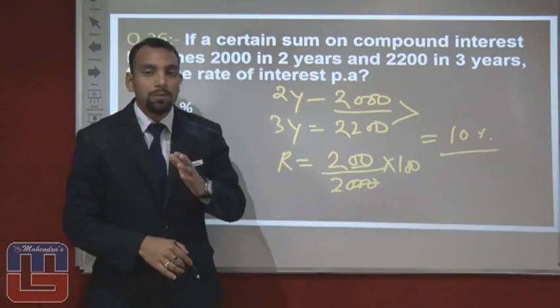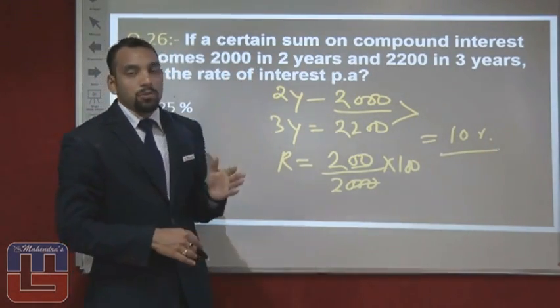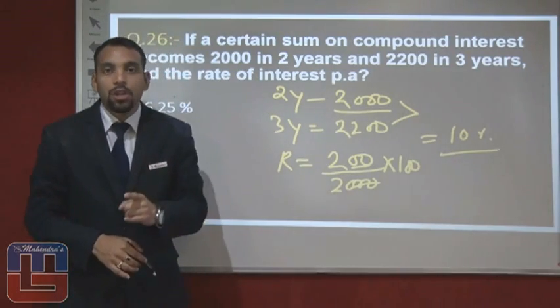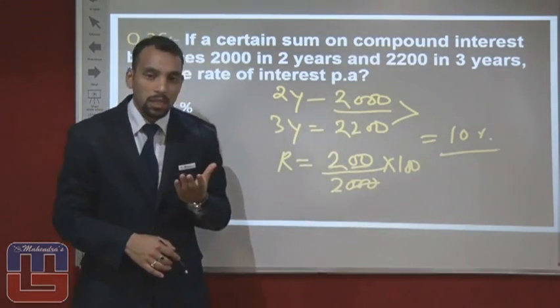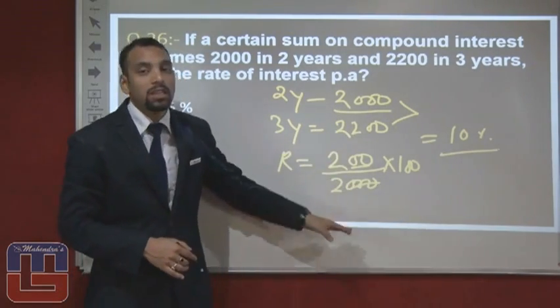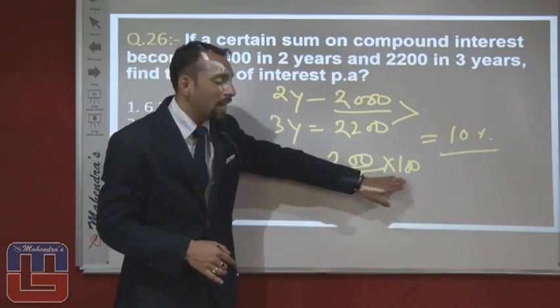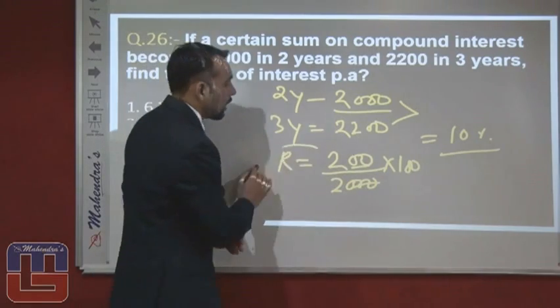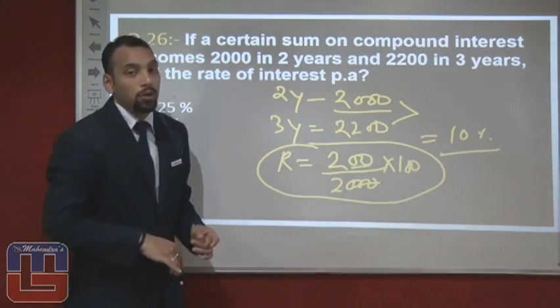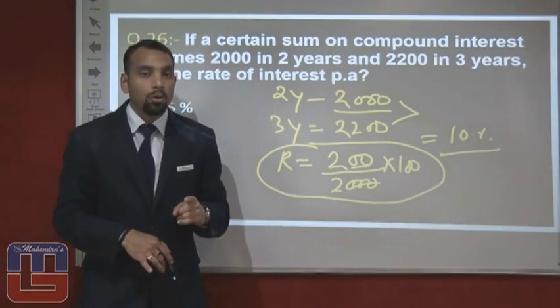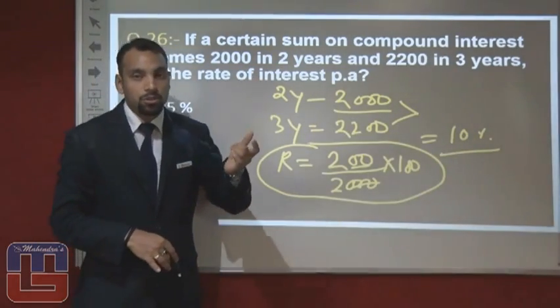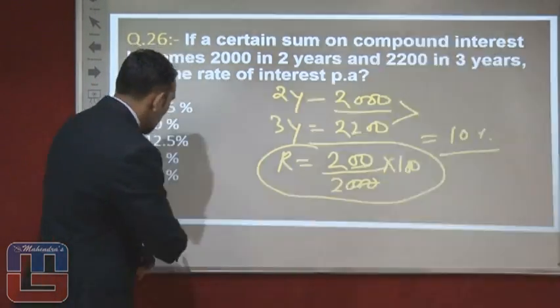Again repeating, if you face such a type of question in your examination, what you have to do? You have to take the difference in the numerator, and in the denominator you have to take the smaller one and multiply by 100. By using this formula you can calculate the rate of interest, but there is a condition. This formula is applicable only for this type of question. Alright, now move to our next question.